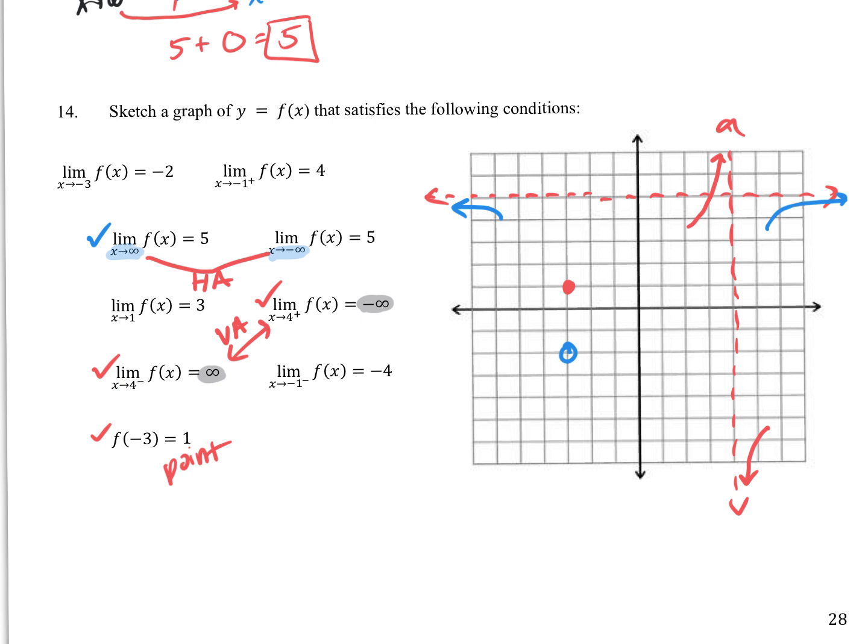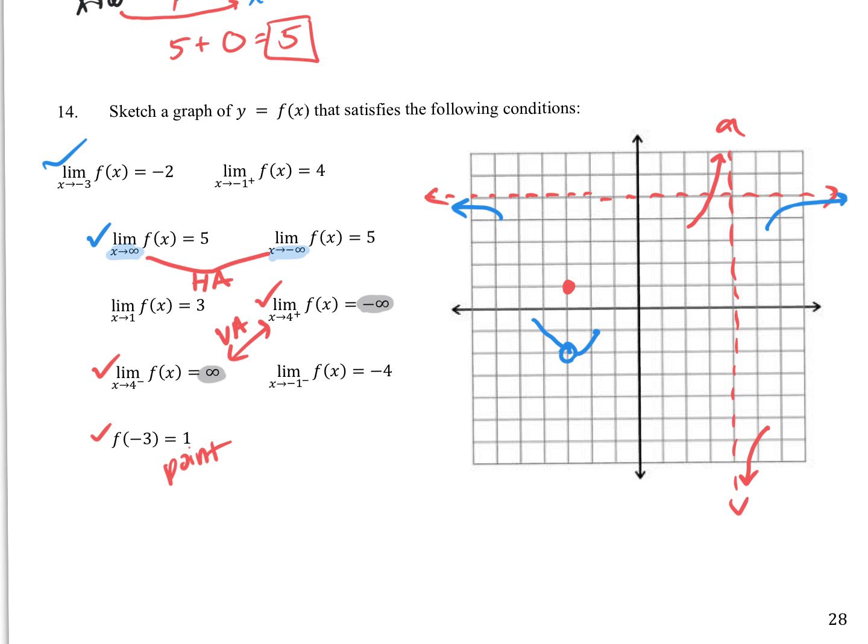It could be any kind of function as long as your fingers come together at -2. Mine looks a little shoddy. I'm just going to go like this. I'm going to act like a little parabola. Why not? Okay. So I took care of that one.